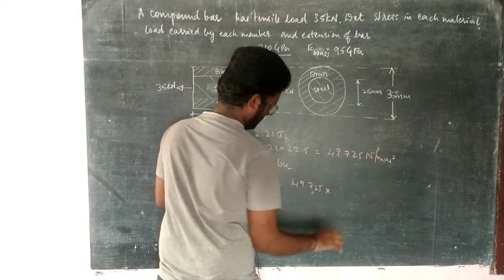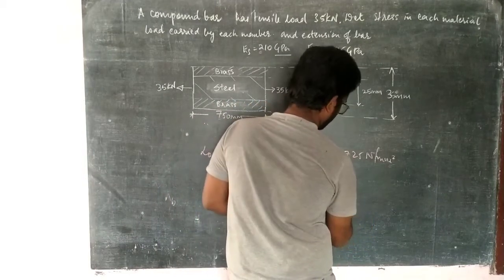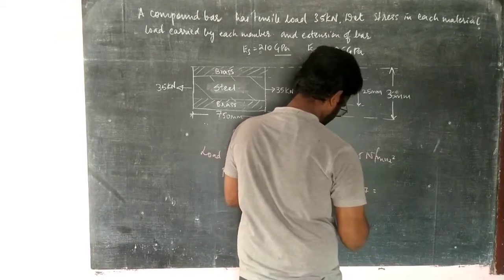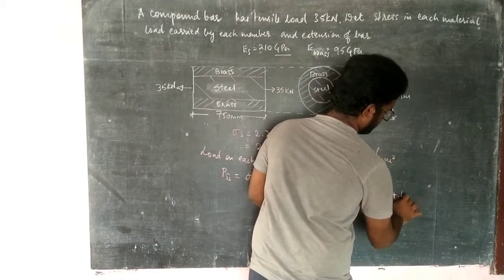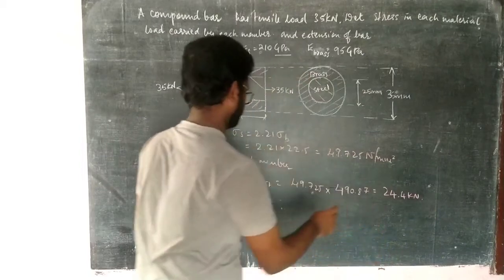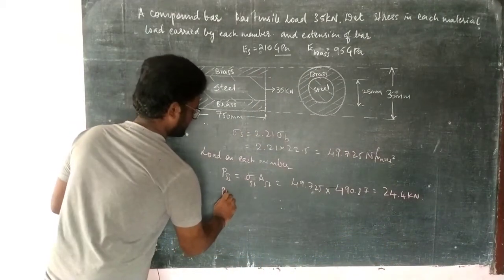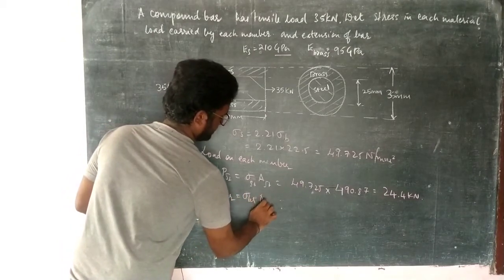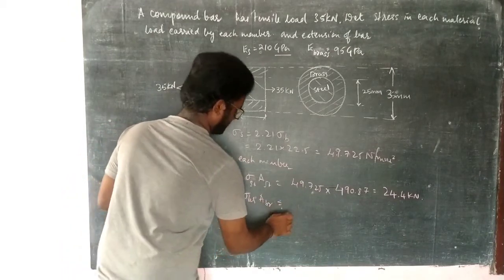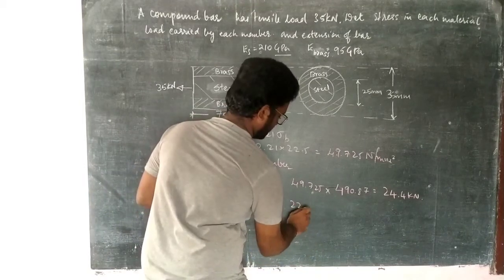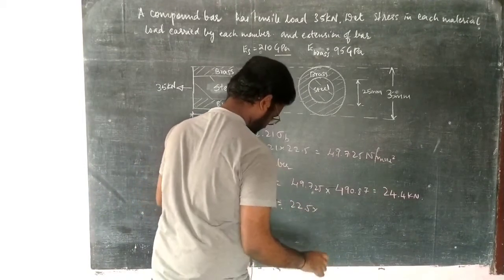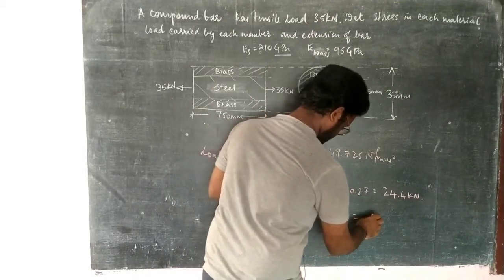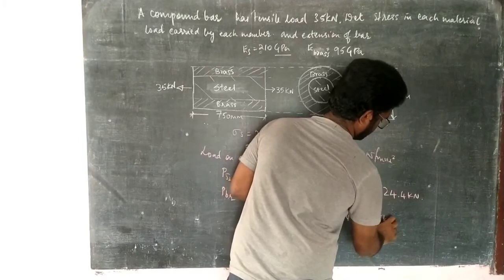49.725 into area was 490.87. Our answer was how much? 24.4 kilonewton. Now similarly, P brass is equal to sigma brass into area of brass. What was sigma brass? 22.5 into 471.24. The answer becomes 10.6 kilonewton.